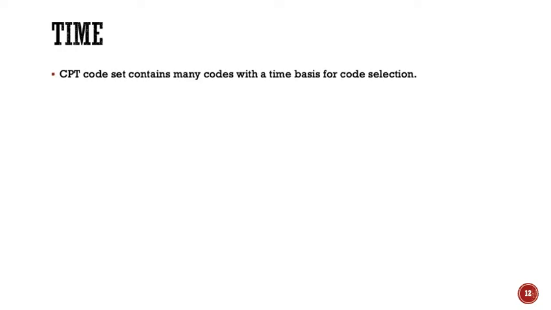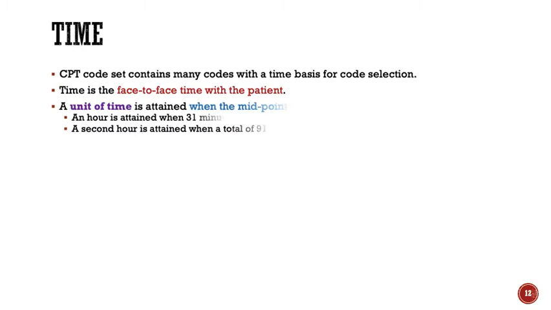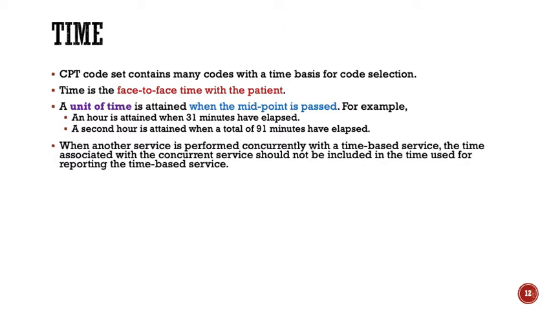Time is an important factor in assigning CPT codes, especially in the evaluation and management section. The CPT code set contains many codes with a time basis for code selection. As per CPT, time is the face-to-face time with the patient. A unit of time is attained when the midpoint is passed. For example, an hour is attained when 31 minutes have elapsed. A second hour is attained when a total of 91 minutes have elapsed. When another service is performed concurrently with a time-based service, the time associated with the concurrent service should not be included in the time used for reporting the time-based service.